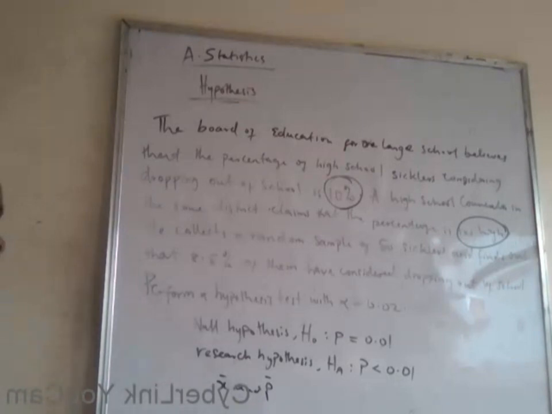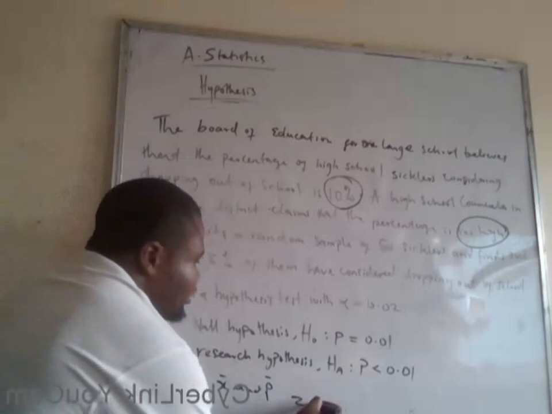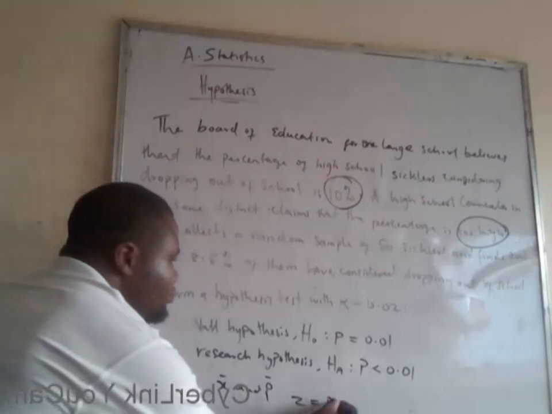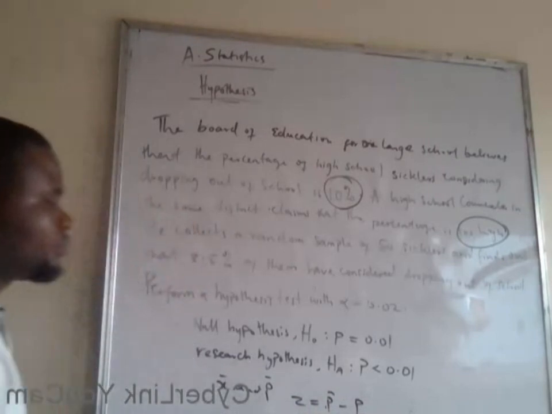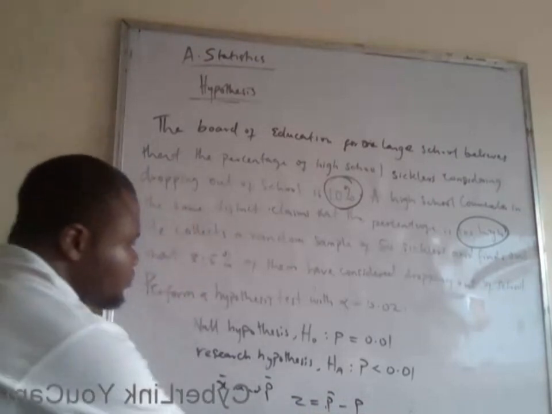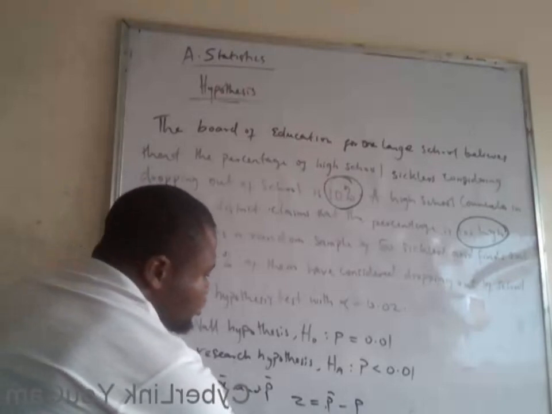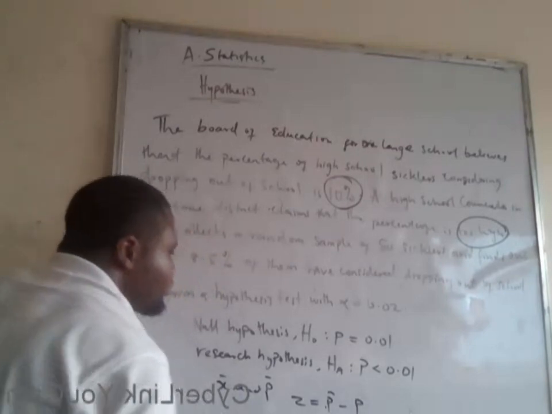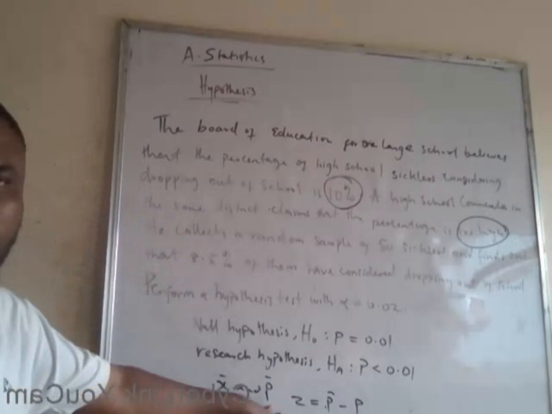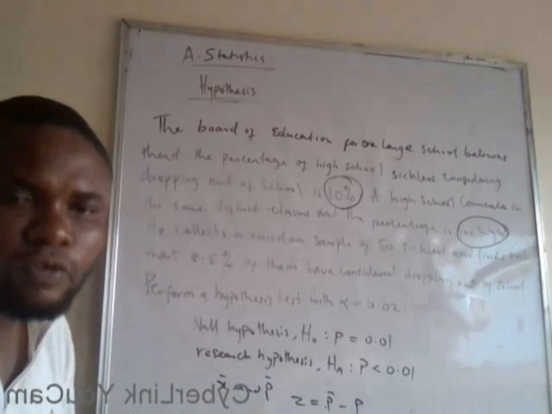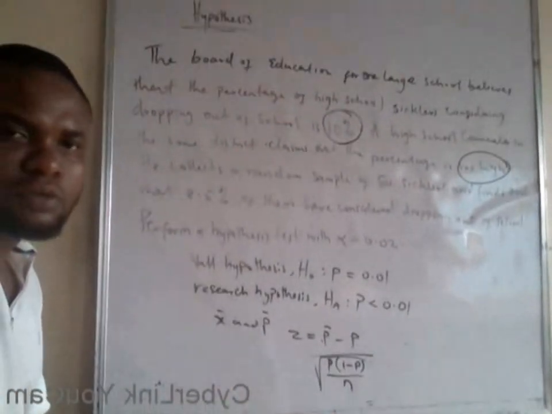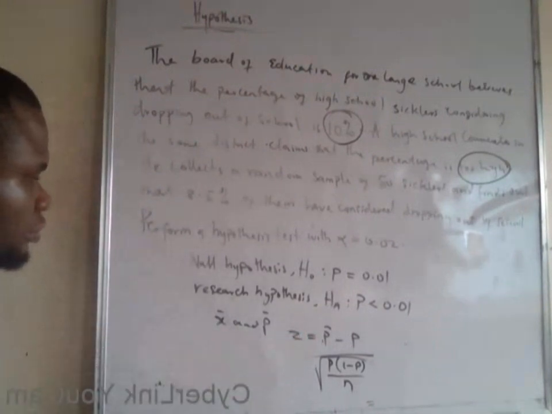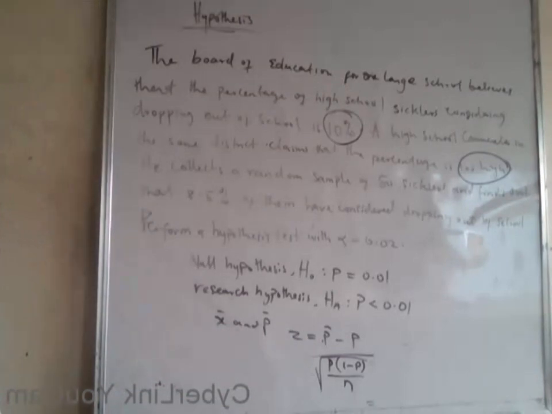Now, for the Z score, we have Z is equal to P prime minus P all over the square root of P times 1 minus P over n. So this is the formula for the Z score.